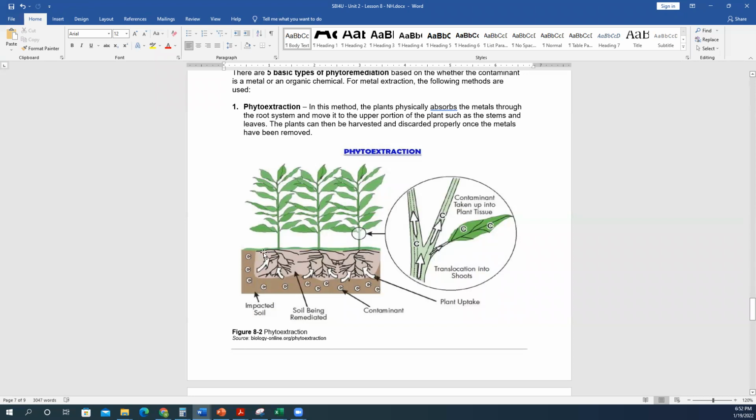But as you can see, there's only a limited area where the roots are able to access. So this lighter color shade of soil shown here is the soil that is being remediated and that has actually gotten cleaned up. But the rest of the soil where the roots of the plant cannot access the contaminant will still be contaminated. So this would be one of the limitations and disadvantages of phytoextraction, that you can only clean up so far as the roots can reach.